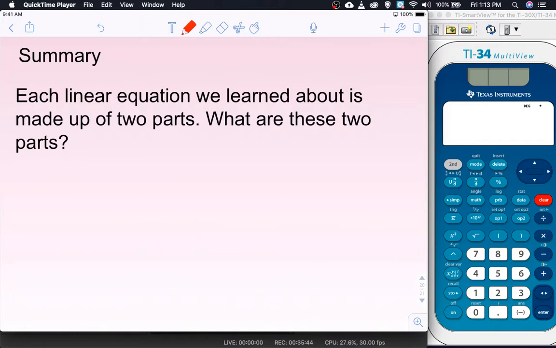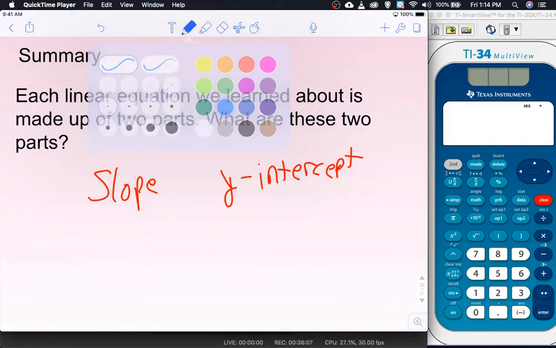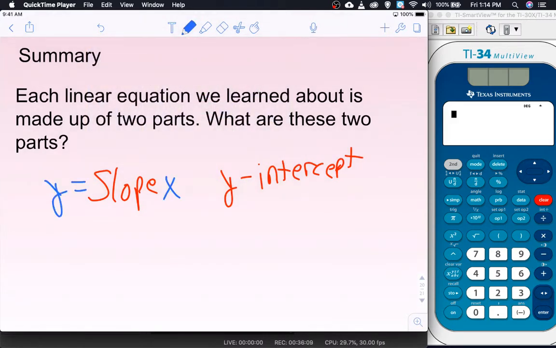If you said the slope and the intercept, you are absolutely right. The slope and, to be more specific, the y-intercept. There is such a thing as an x-intercept, we just don't really use it. So it's the slope and the y-intercept. So it's kind of like that equation. Y equals mx plus b. That's my m piece, and that's my b piece. So you need the slope and the y-intercept.